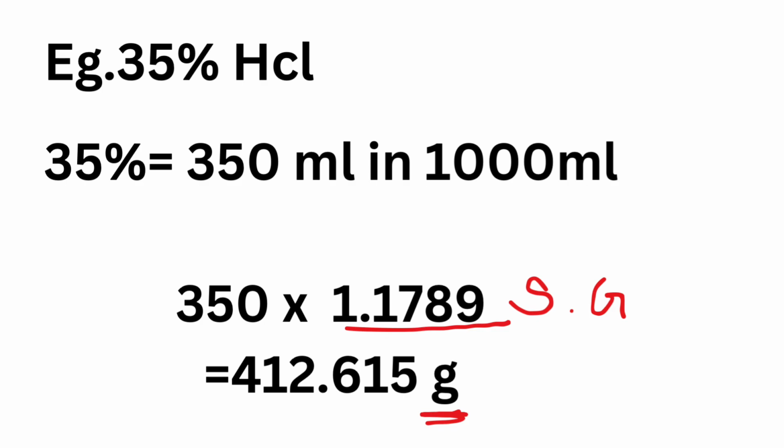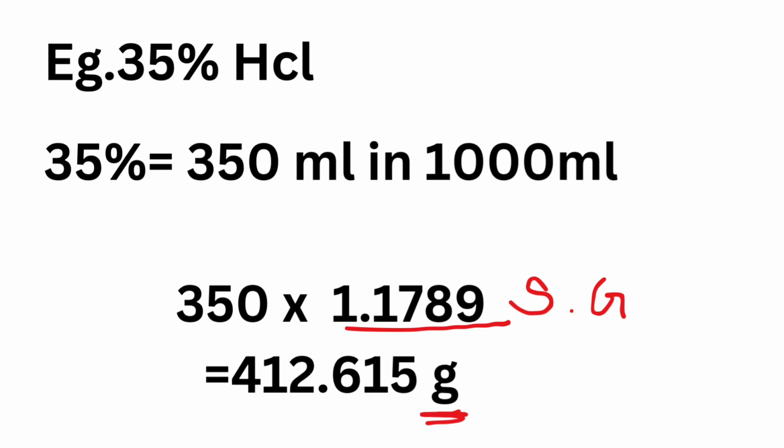Suppose in your laboratory there is a bottle of HCl, you will check what kind of percentage that is, what is the strength of the HCl in that bottle. So for me, I'm going to take an example of 35%. So for example, if there is a 35% HCl in 1000 ml of bottle that is there in your laboratory, that means 35% will be equal to 350 ml in 1000 ml. So that will be the strength of the HCl that is there in your laboratory.